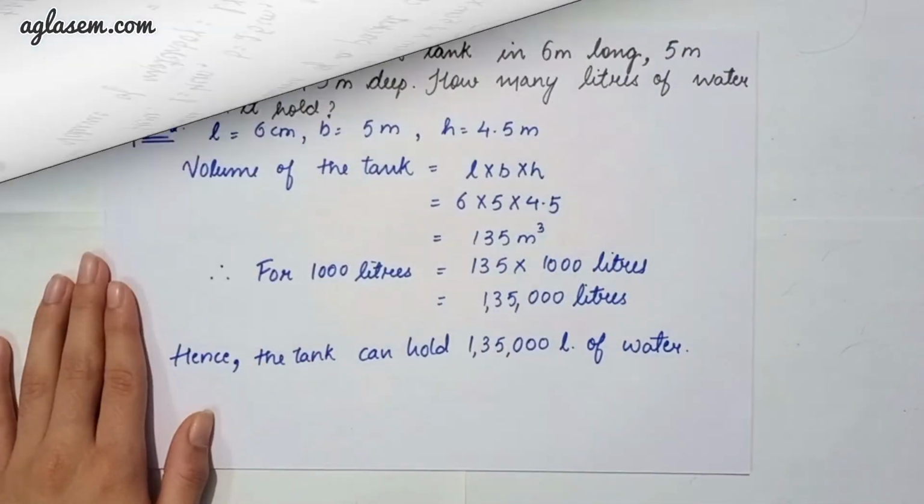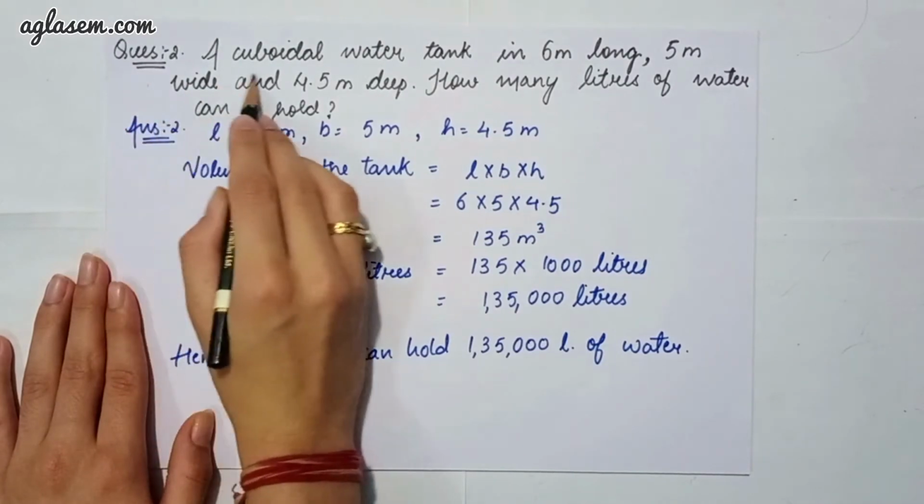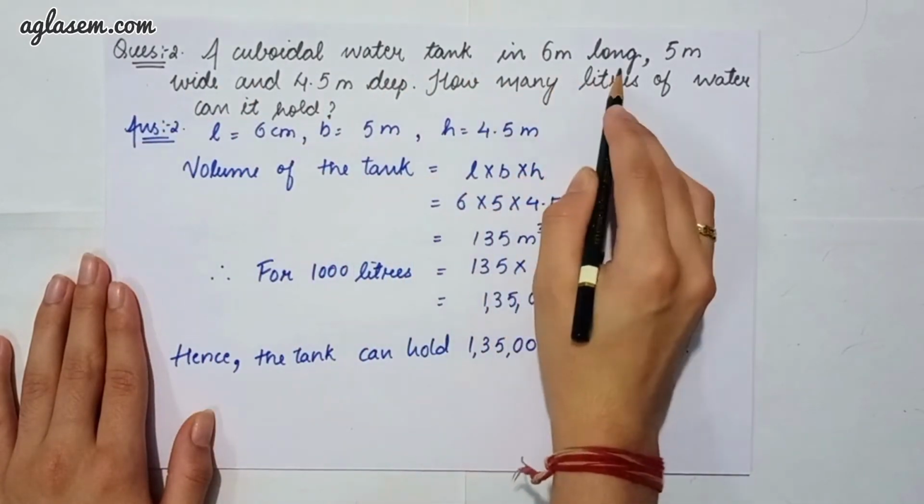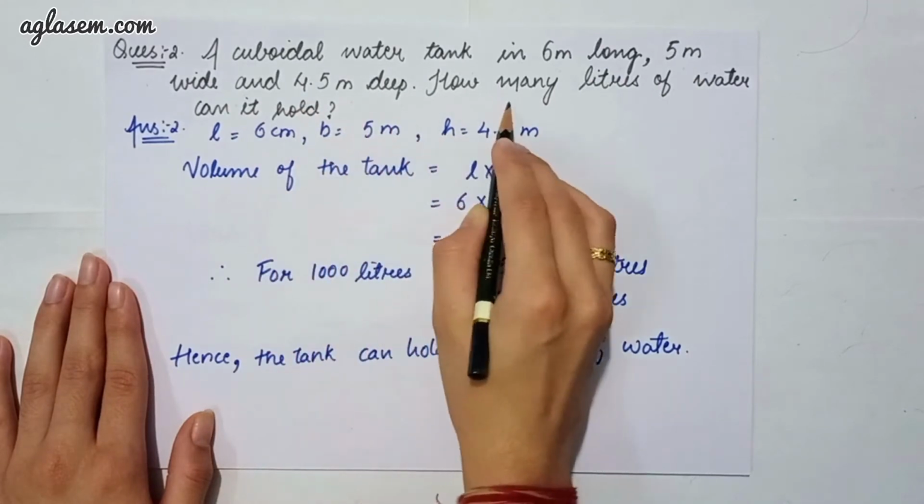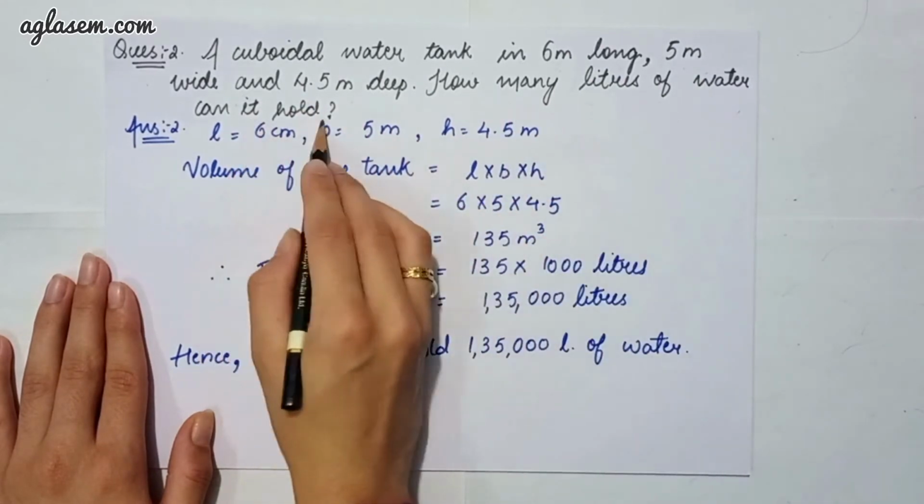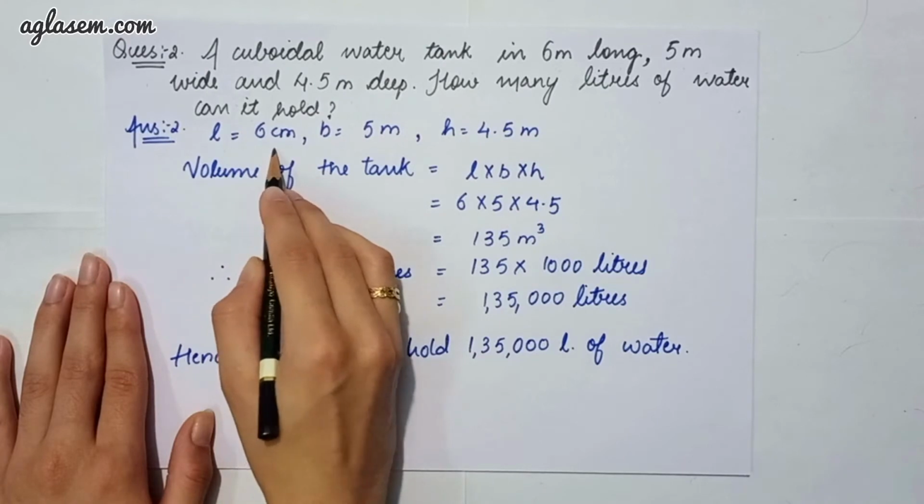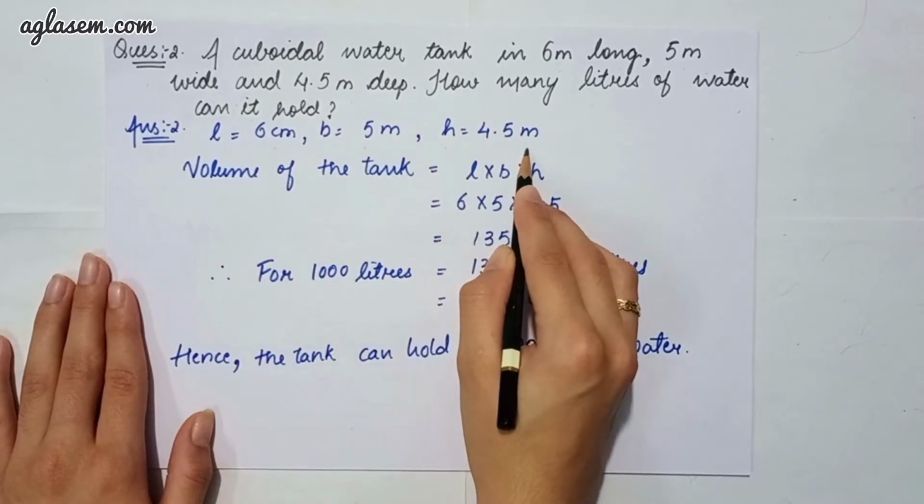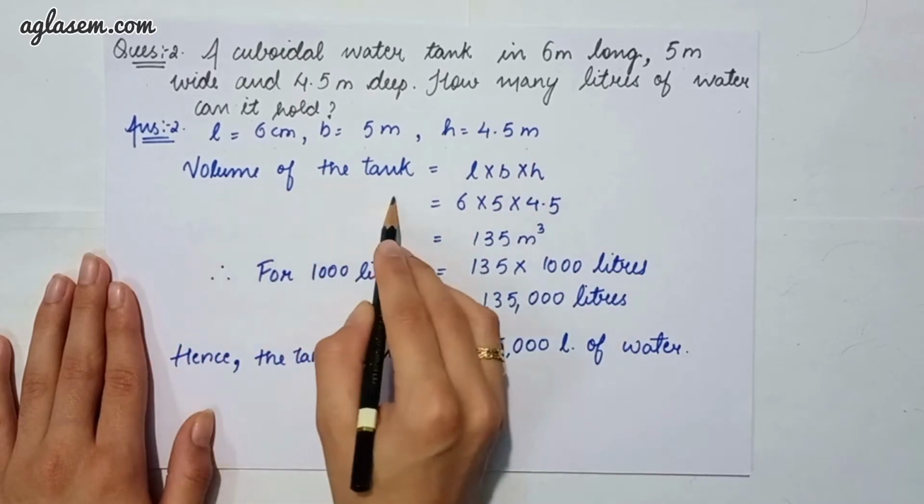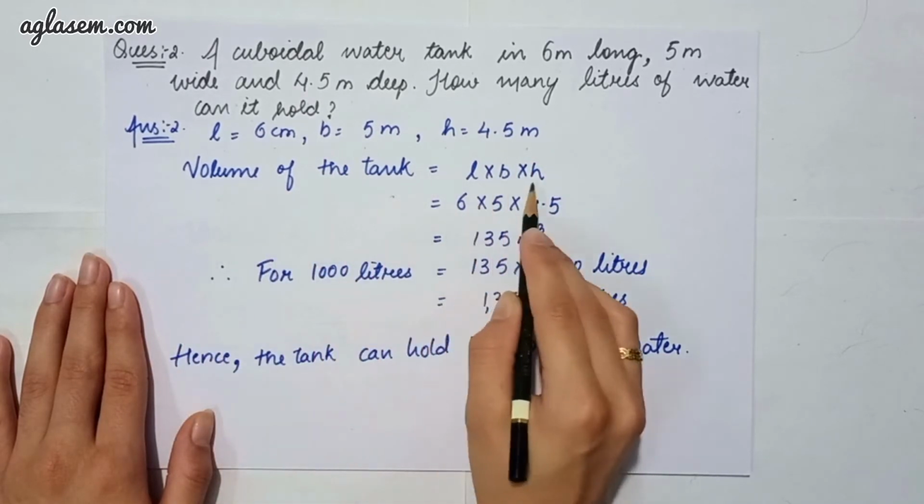cube. Moving to our second question, which says a cuboidal water tank is 6 meter long, 5 meter wide and 4.5 meter deep. How many liters of water can it hold? So length, that is 6 meter, breadth, that is 5 meter and height, that is 4.5 meter given to us. So from this we can find the volume of tank, that is L into B into H.